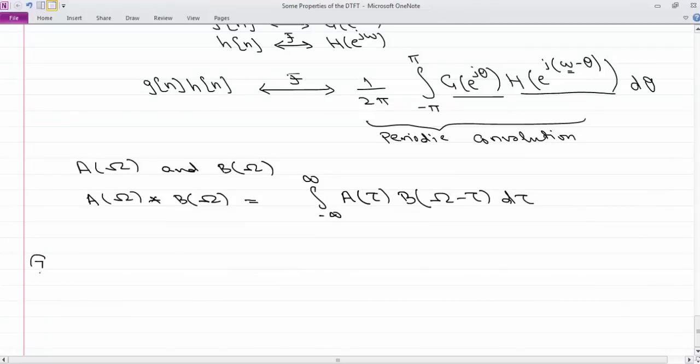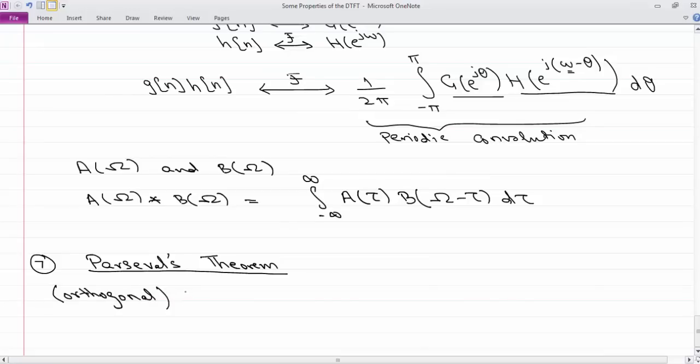The next property, which you have seen in many transform domain classes, is called Parseval's theorem or Parseval's property. The intuitive way of understanding Parseval's theorem, at least for certain types of transforms, orthogonal transforms, don't worry if you don't fully know what that means, is that it's sort of like the law of conservation of energy.